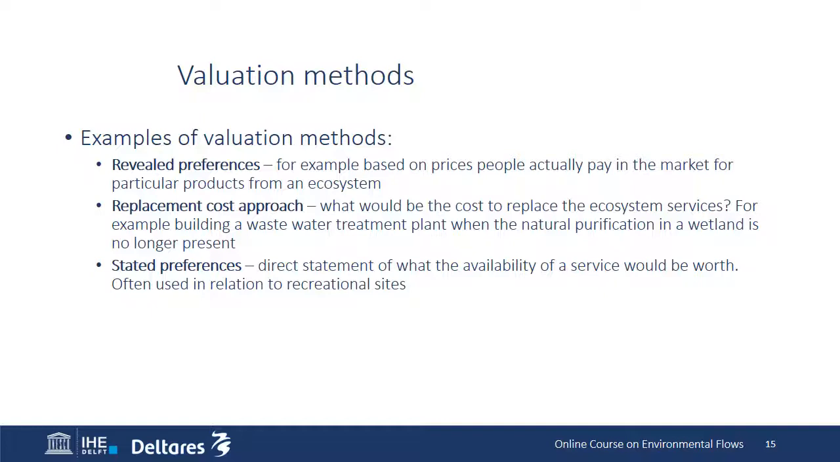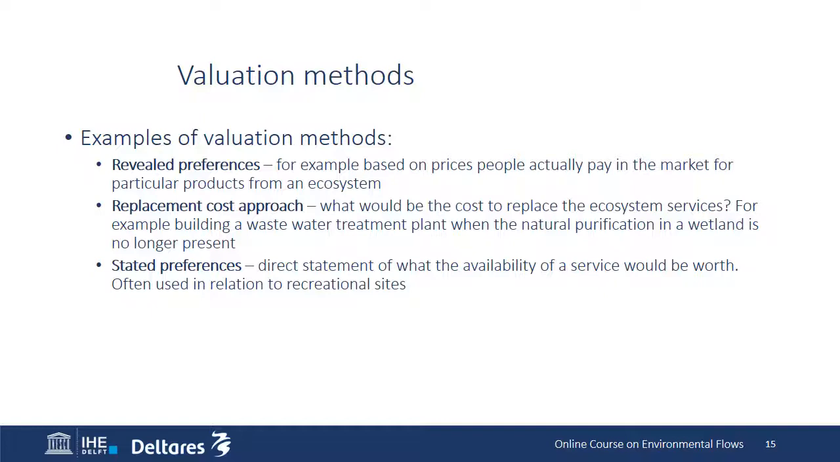Another method is the replacement cost approach. That method looks at what would be the cost of replacing a natural service. For example, if there is nowadays a wetland which purifies wastewater, and that wetland would no longer be there, to achieve the same level of purification one would need to build a wastewater purification plant. So the cost of building that purification plant can then be used as a replacement cost for that wetland.